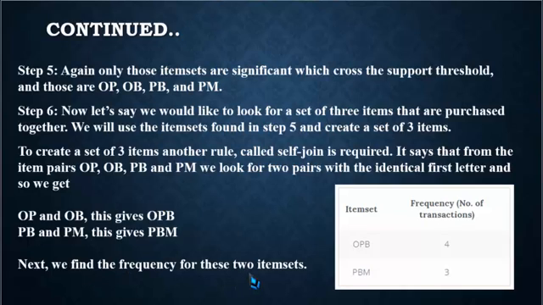Next, we find the frequency for these two item sets. The item set is onion, potato, and beer, as self-joined. They are bought together 4 times. Potato, beer, and milk are bought together 3 times. In general, we have to look for sets which only differ in their last letter or item. Applying the threshold rule again, we find that OPB is the only significant item set, and PBM is also frequent but less than the OPB.